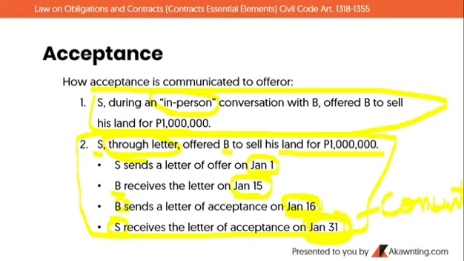That is the date when the offerer receives knowledge that his offer was accepted by the offeree. Okay? So, that's the time na magkakaroon ng perfected contract. Okay? So, ayan.